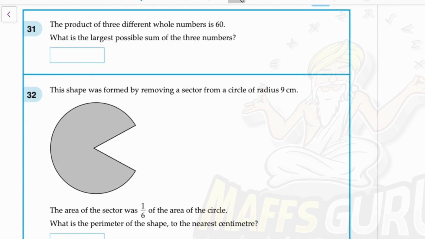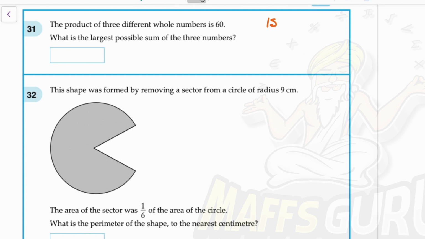Last 2 questions. The product of 3 different whole numbers is 60. What is the largest possible sum of these 3 numbers? Well, the product of 3 different whole numbers is 60. So they're looking for 3 numbers that when multiplied together give you 60. What is the largest possible sum of these 3 numbers? So we've got 15.